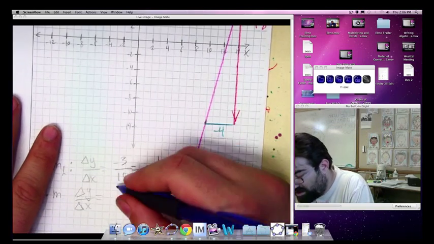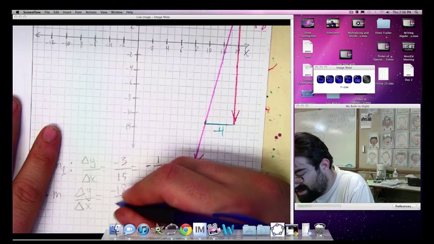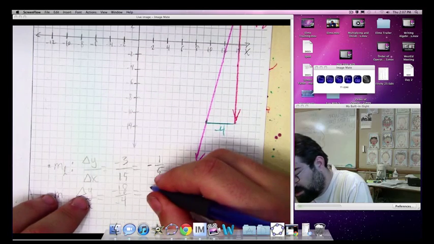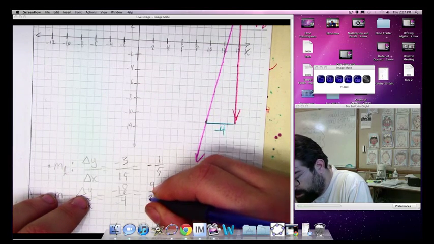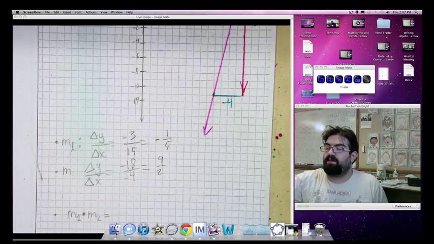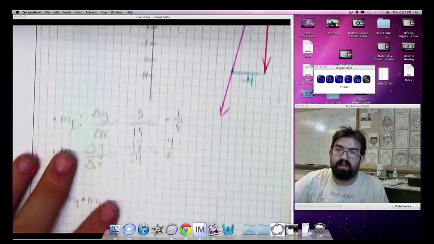So this is equal to changing y is 18. Changing x is -4. Negative divided by negative is a positive, so who cares? 9 over 2. And generally, you leave your slope as an improper fraction. You would leave it like that, 9 over 2.